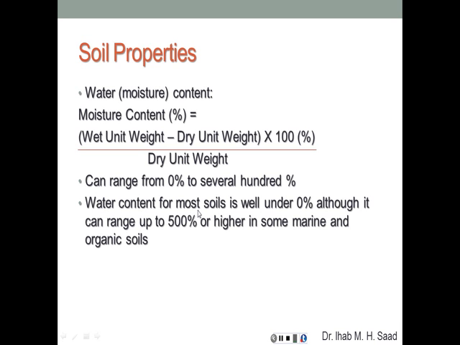Water content for most soils is well under 100%, although it can range up to 500% or higher in some marine and organic soils. Soils that can hold a lot of water, or soils that are totally submerged as marine soils.